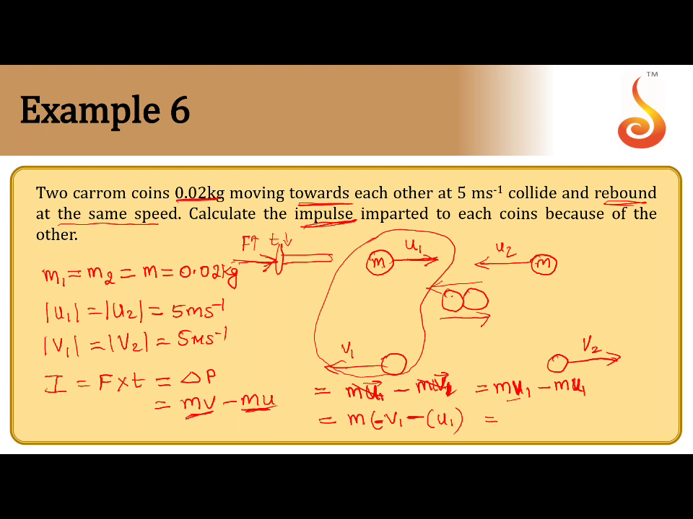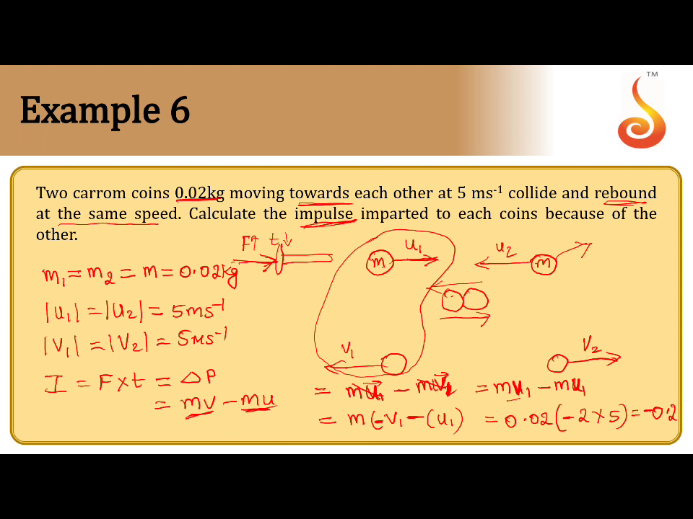So mass is 0.02 kg, into u1 and v1 are equal, minus 2 into velocity 5. 5 plus 5 is 10, 10 into 0.02 will be minus 0.2. This will be the impulse on the first block. The same would be the impulse on the second one as well, because every data here remains the same.